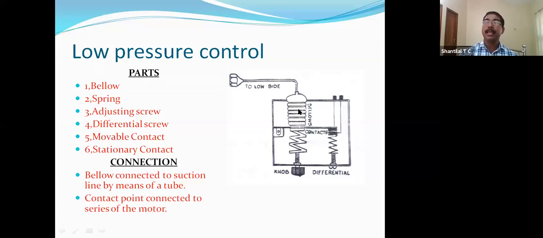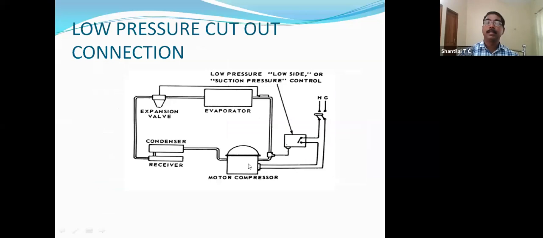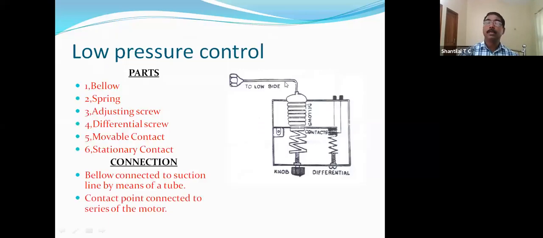And here this bellow is connected to the suction line. I'll show you how it is connected. See, this is the cycle: compressor, condenser, receiver, expansion valve, evaporator, and suction line. In this suction line, the bellow is connected. And this is the contact point of the LP cutout that is connected to the motor circuit. So this bellow is connected to the low side.